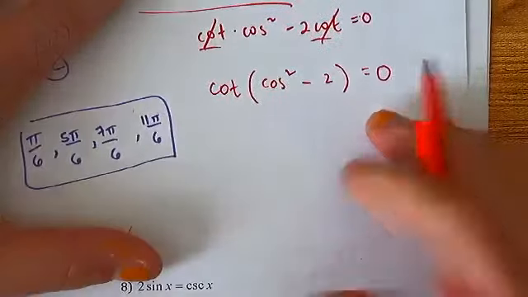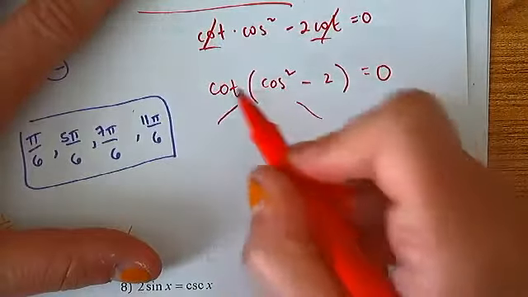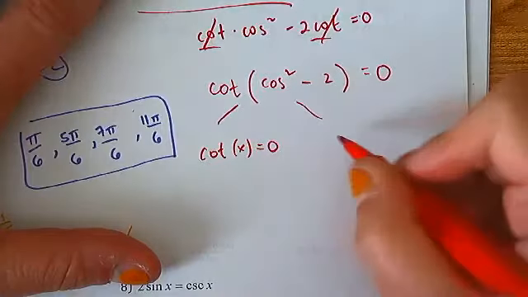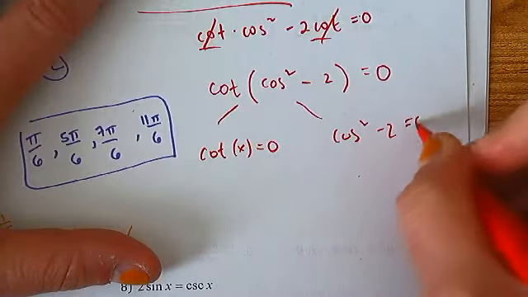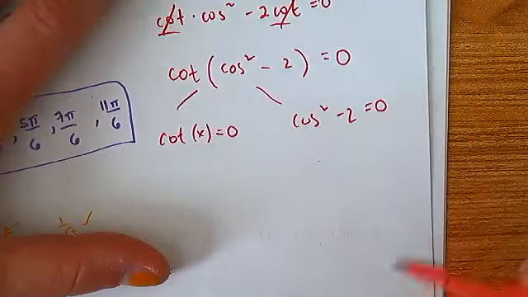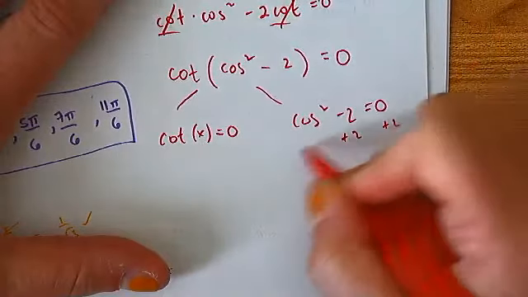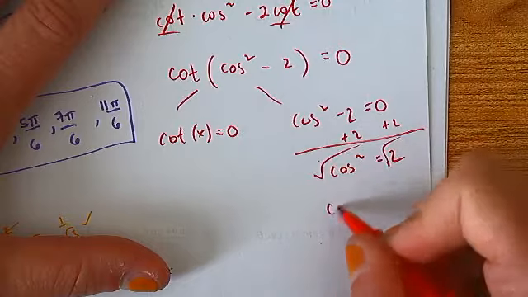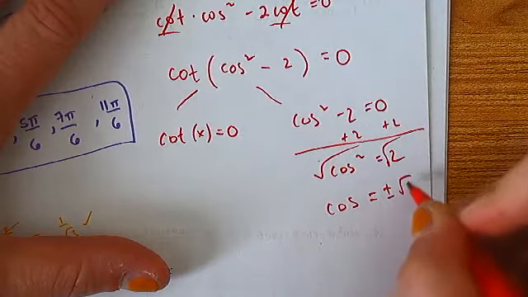So now I can separate this into 2 different equations. I have cotan of x equals 0, and I have cosine squared minus 2 equals 0. This one's already solved for, so I'll come back to that, but let's go ahead and solve this guy. Let's add 2 to both sides. Square root. Cosine equals plus and minus root 2.